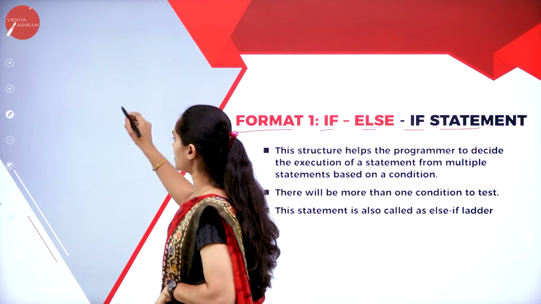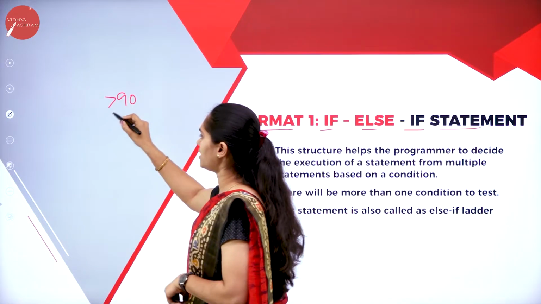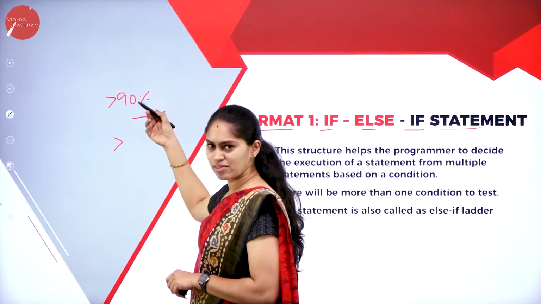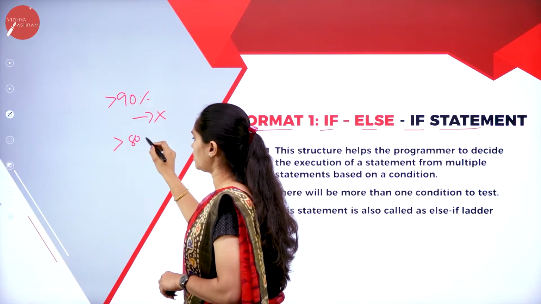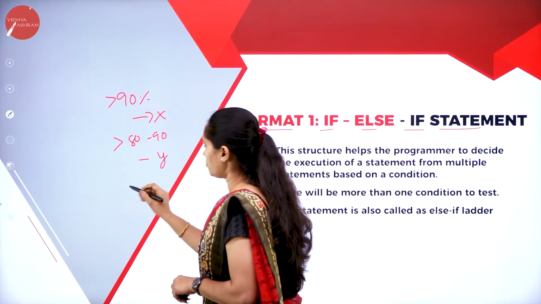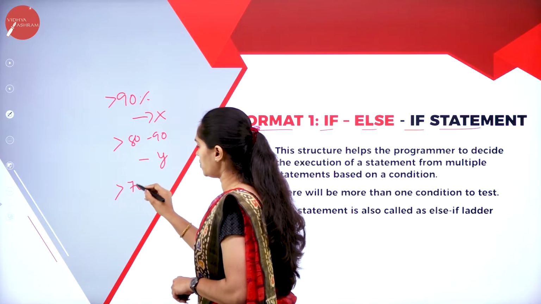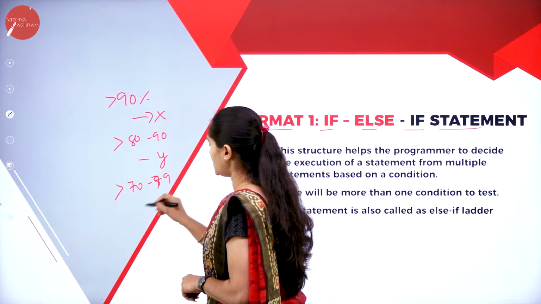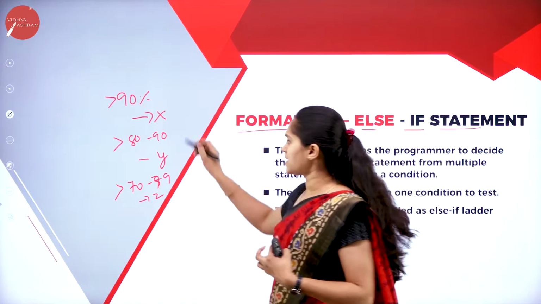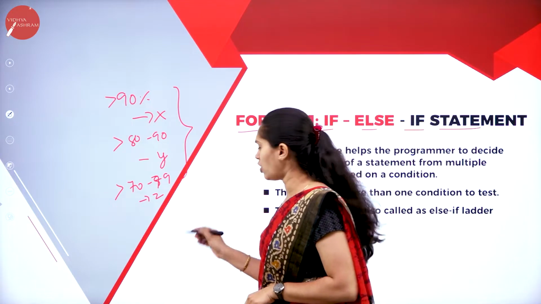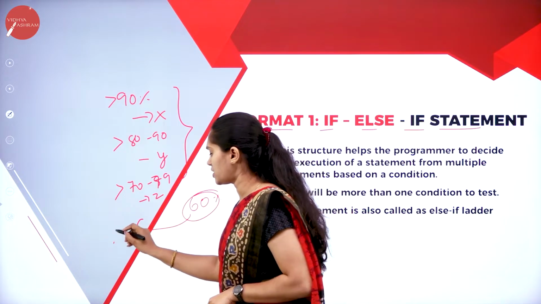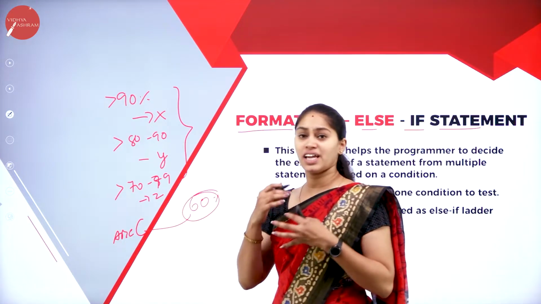If I get 90% or greater than 90%, then I am going to join X college. If I get a percentage of 80 to 90, then I am going to join a college called Y. If I get a percentage of 70 to 79, at that time I am going to join a college called Z. If I am not satisfying any of these conditions, say I got only 60%, then by default I am going to join another college called ABC. That is what if else if is.